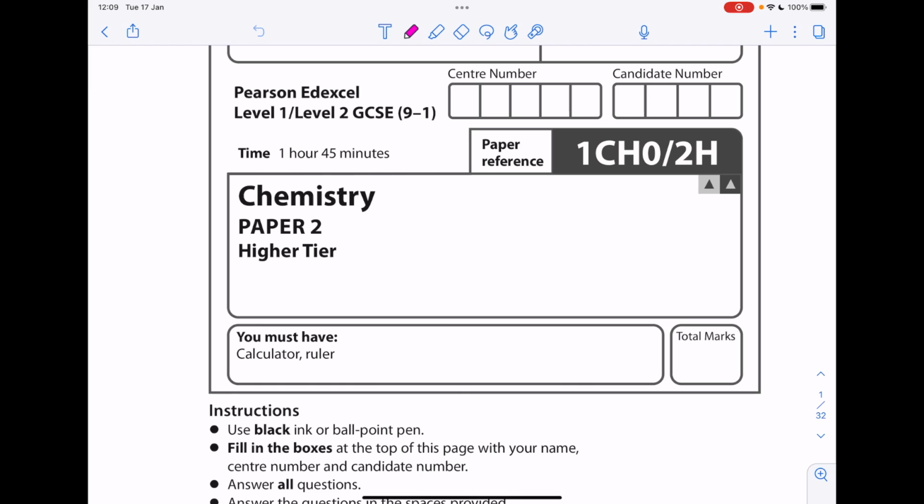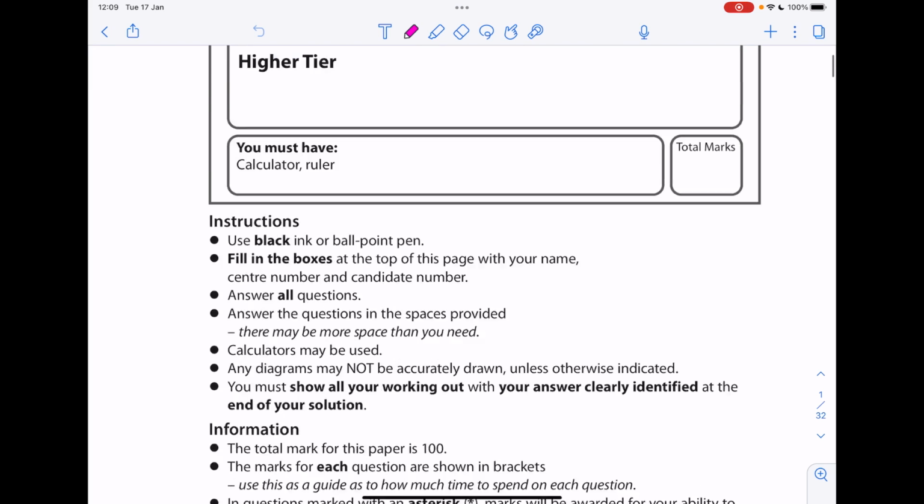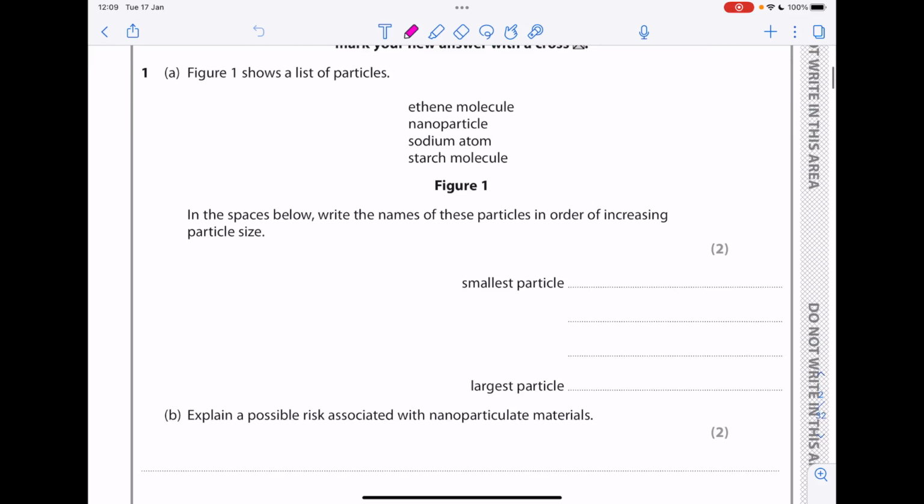This is an Edexcel GCSE Chemistry Paper 2 higher tier from June 21. Figure 1 shows a list of particles. In the space below, write the names of these particles in order of increasing particle size.